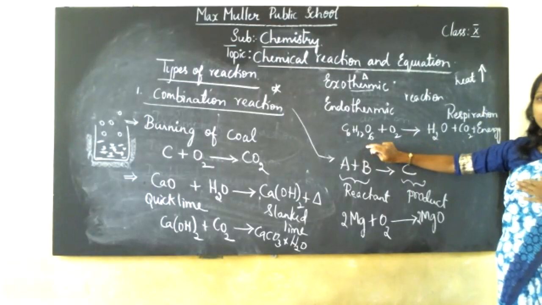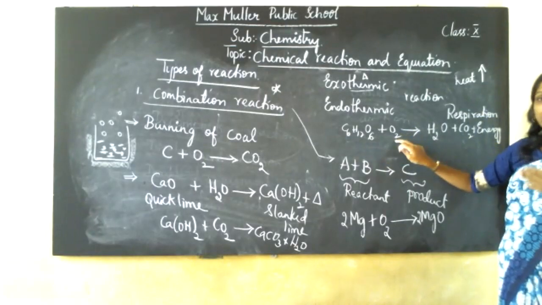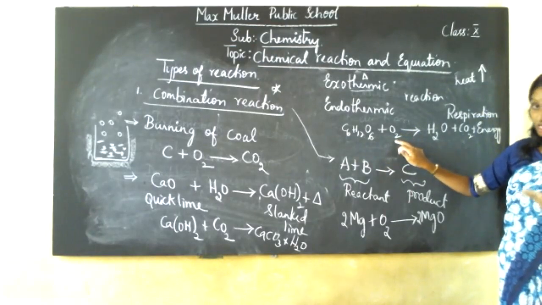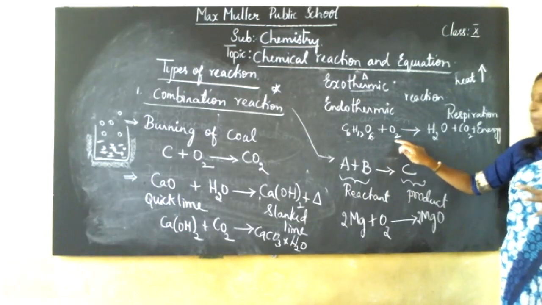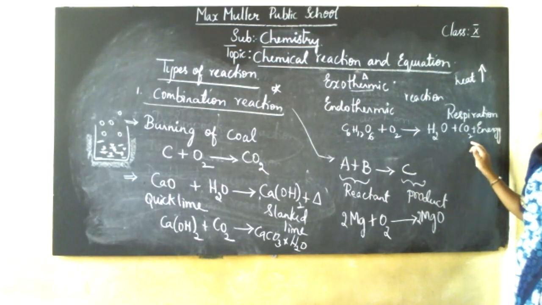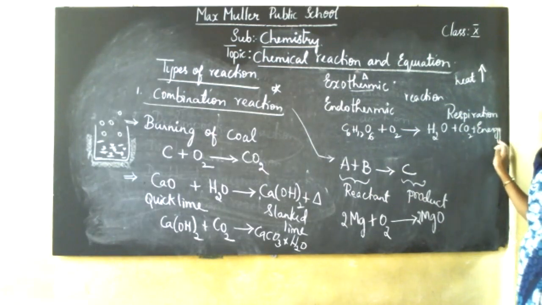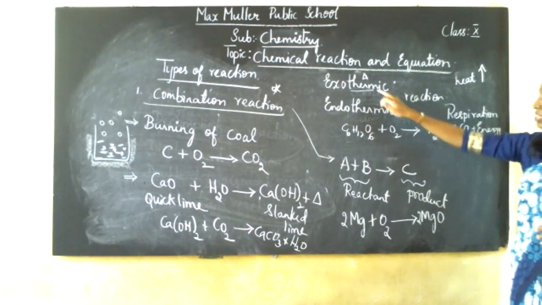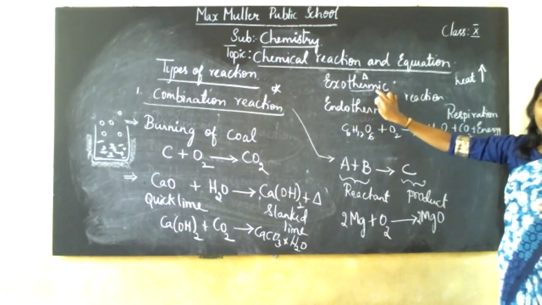See, we have glucose present in our body. With the presence of oxygen, in the respiration process, we take in oxygen. At that point of time, we give out water and carbon dioxide. We liberate carbon dioxide, and we get an enormous amount of energy liberated. So this reaction is also an example of an exothermic reaction.